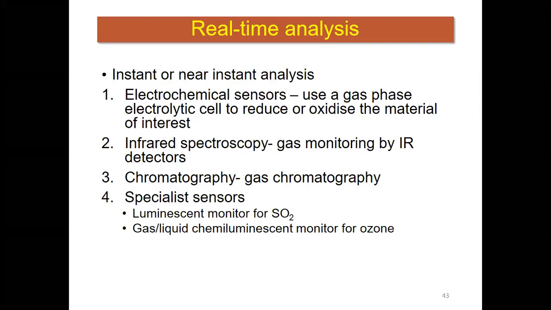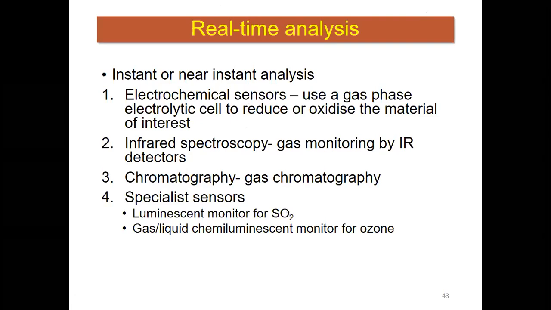Right? Listed here are some examples of real-time analysis. The first one is electrochemical sensors. Electrochemical sensors use a gas-phase electrolytic cell, so it will oxidize or reduce. And infrared spectroscopy: here the gas monitoring is done using an IR detector. And chromatography is also another real-time analysis technique. To analyze gas, people can use gas chromatography.